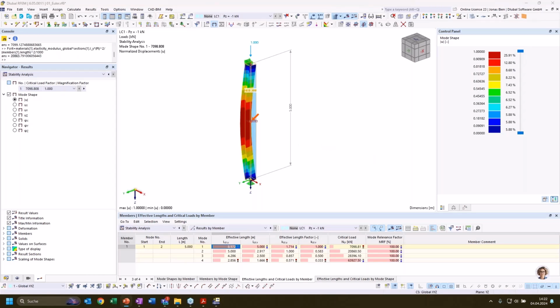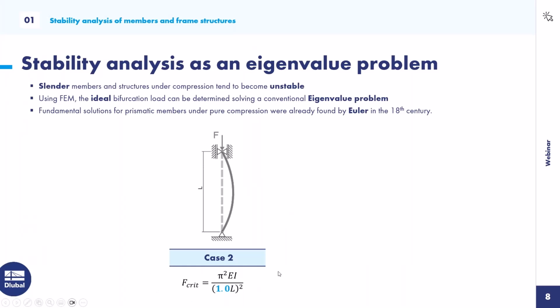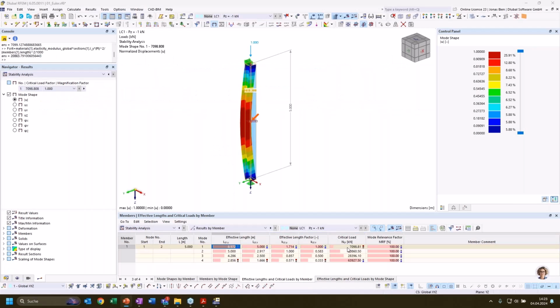It's nothing else than taking the critical load formula from Euler for case number 2 and recomposing it, or evaluating it for L, with beta being the buckling length coefficient, and beta times the system length being L critical, so the critical buckling length. When we know what our F critical is, so the critical buckling load, then we can evaluate the critical buckling length. And of course, when we divide it by the system length, we can evaluate the buckling length coefficient beta as well. And that's what is done here in the background.